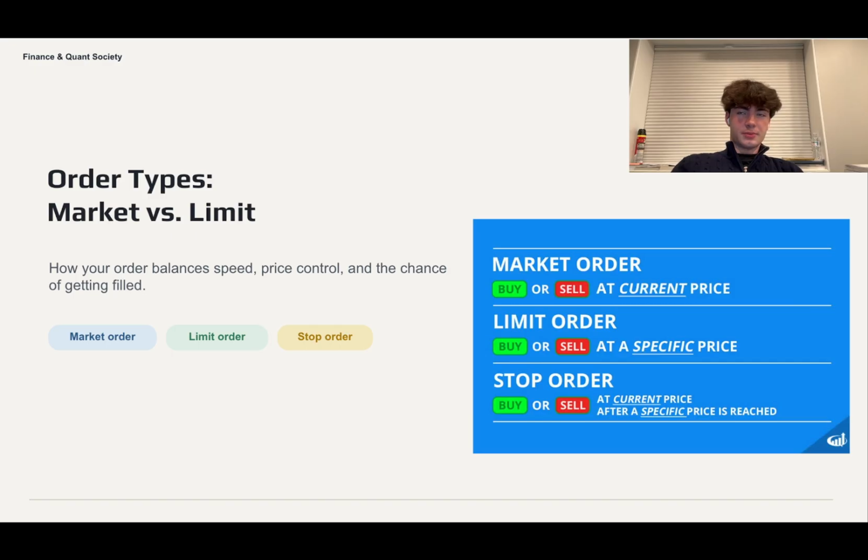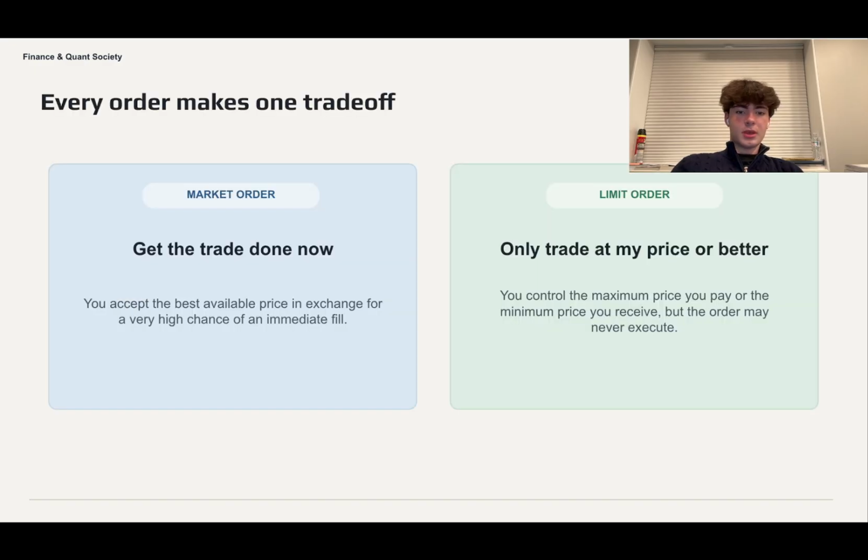trade-offs between orders. So, do you care more about getting the trade done right now, or do you care more about the exact price? A market order basically gets you in the trade as fast as possible. Just get me in the trade. You accept whatever the best available price is because speed matters more to you.